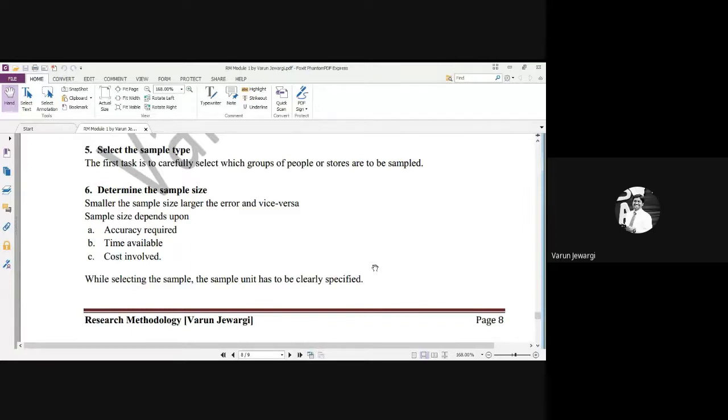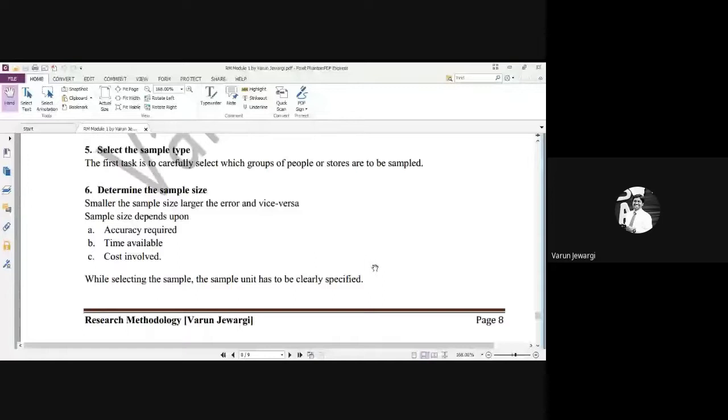The first task is to carefully select which group of people or stores are to be sampled. So I need to understand who are to be sampled first. Simply doing research is of no use. A researcher should be smart enough to understand who their sample is, only then push the product to them or else do a survey on them. Is that clear, students? Select the sample type. Yes, no. Shall I move to the next part?